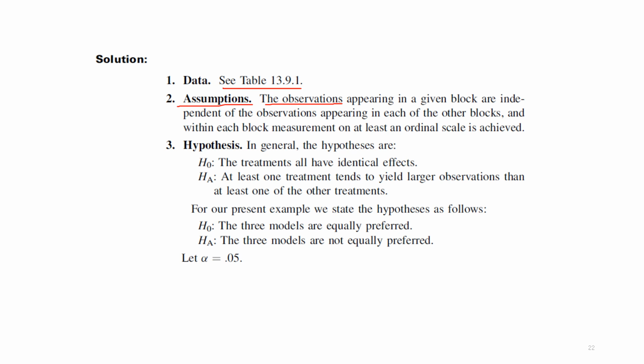Now the hypotheses. In general, the null hypothesis is that the treatments all have identical effects. That means everybody agrees. The alternative is that at least one treatment tends to yield larger observations than at least one of the other treatments. For our present example, we state it as follows: the 3 models are equally preferred, and the alternative is that they are not equally preferred. Alpha is 5%.